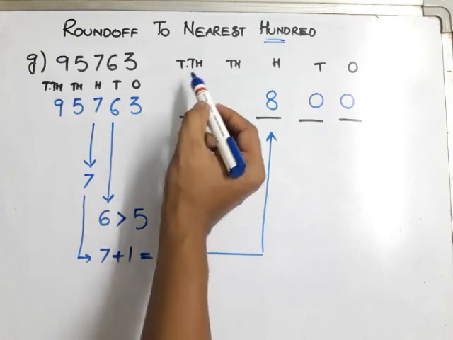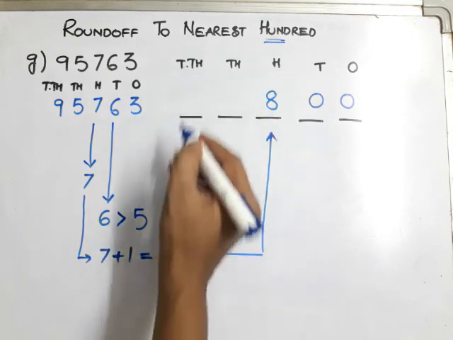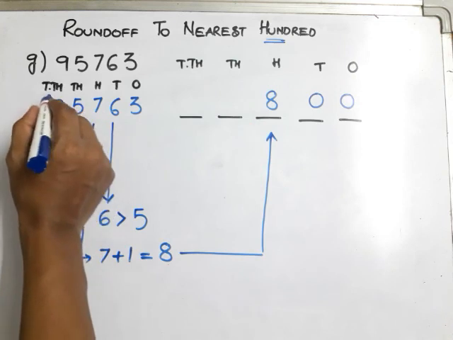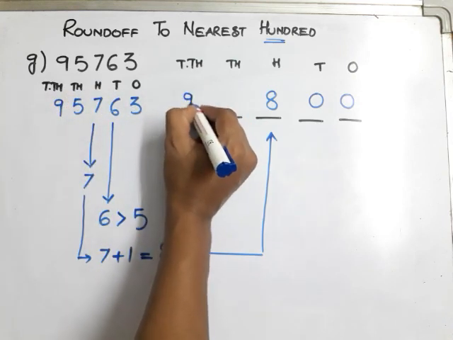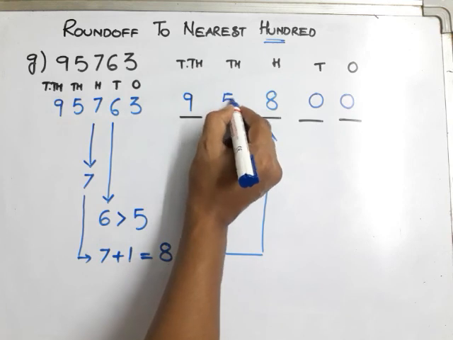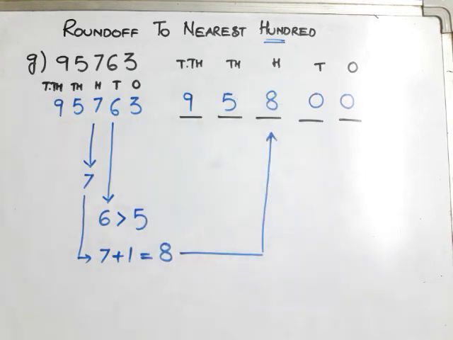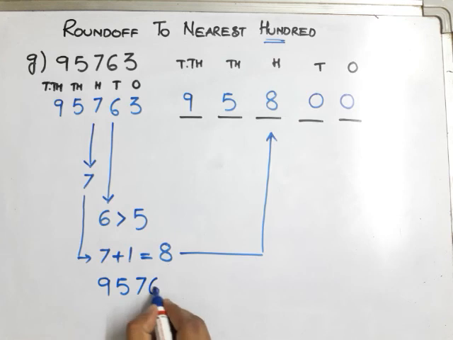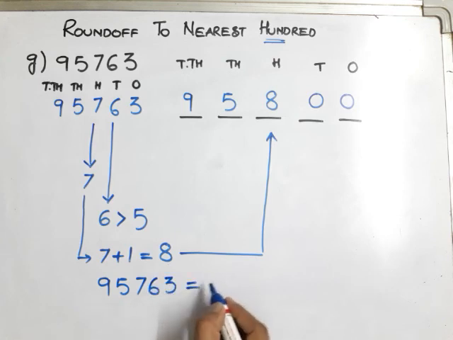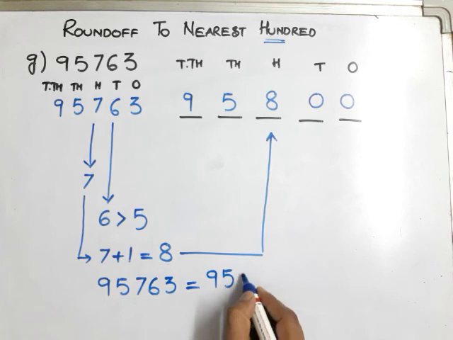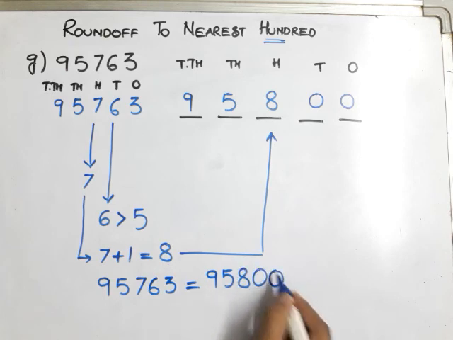Then what do we do with the 10,000s and thousands? The same digits in the original number will come for 10,000s and thousands also. Hope you are clear. So the rounded off value to the nearest hundreds of 95,763 is equal to 95,800. Hope you are clear. So this ends the concept of rounding off to nearest 100.